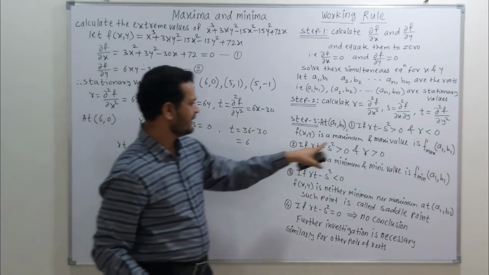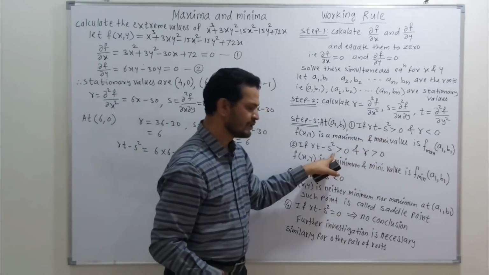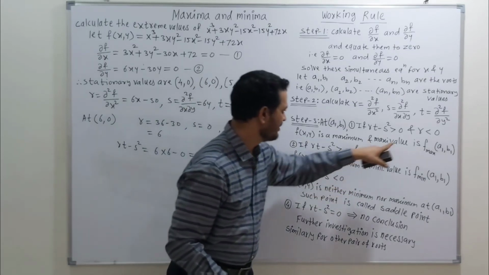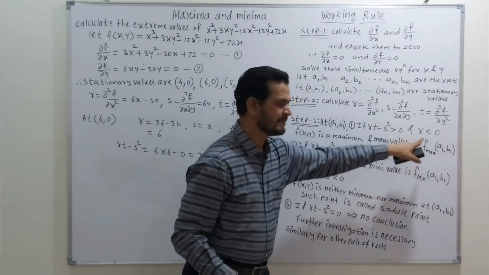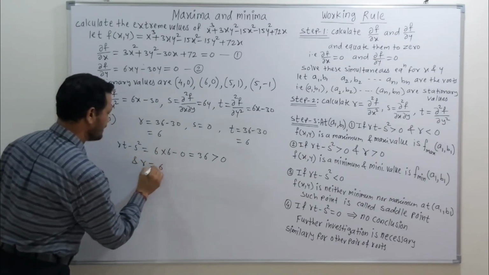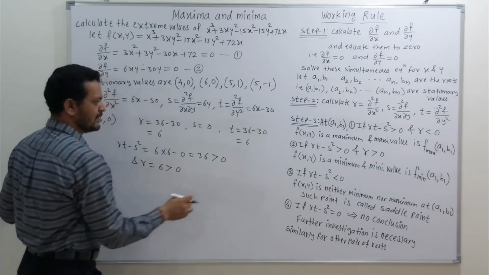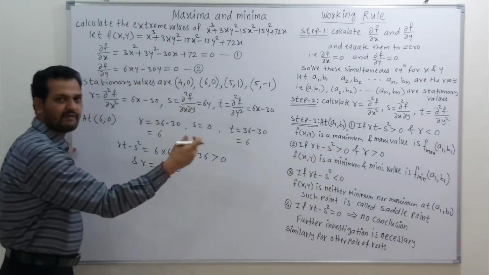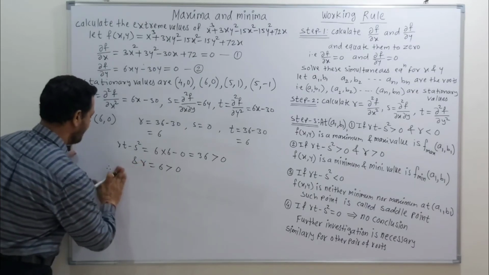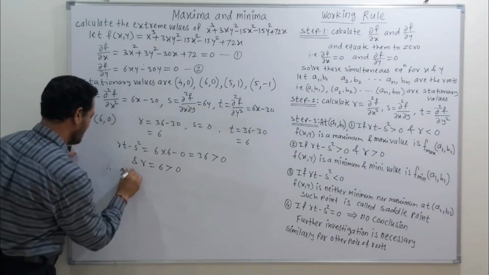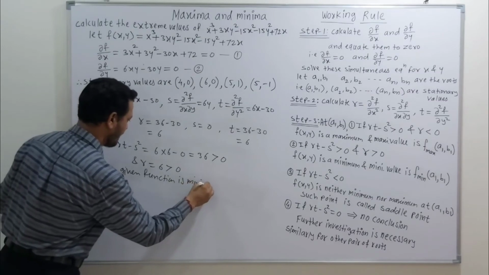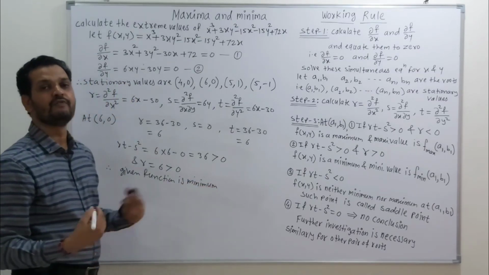So plus 36 means this is greater than 0. Then again two possibilities are there. rt minus s square is greater than 0, so here also it is greater than 0. That means we get either a maximum value or a minimum value, but this depends on the value of r. r less than 0 is maximum, greater than 0 is minimum. Here the value of r is 6, which is greater than 0. So according to the second condition, the given function is minimum. Then again the question is how to find the minimum value.